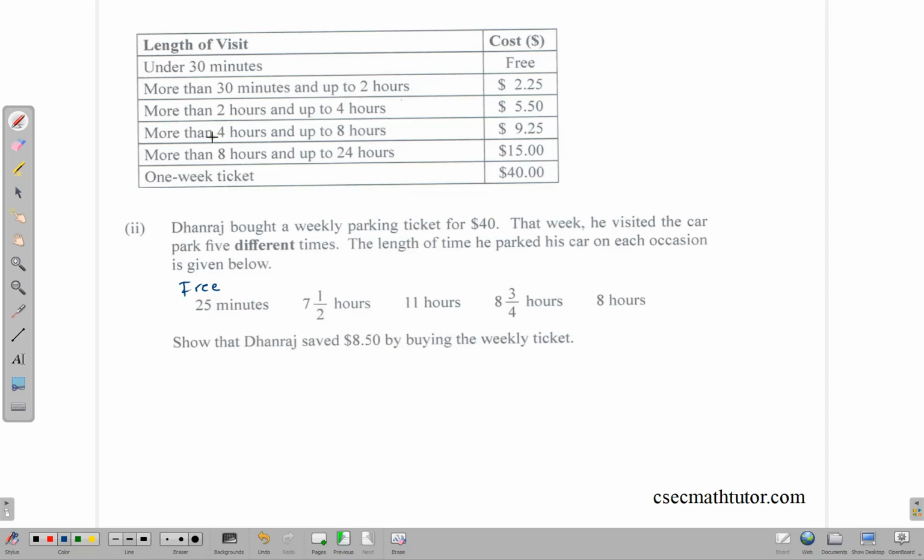7.5 hours is between 4 to 8 hours, so it's going to pay $9.25 for that. 11 hours is between 8 and 24, which is $15. 11 falls there, so it's going to pay $15. Eight and 3/4 hours also falls within this, so we're going to pay $15 again. And 8 hours exactly leads us back to $9.25.